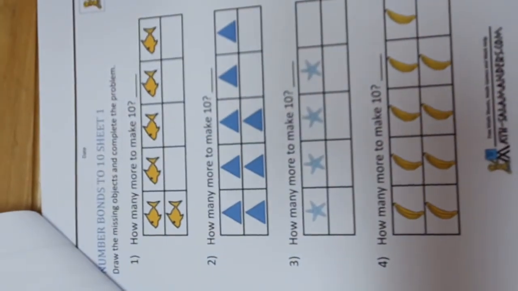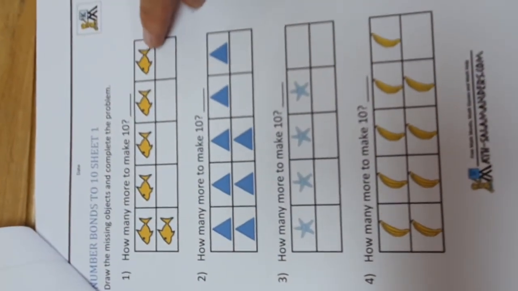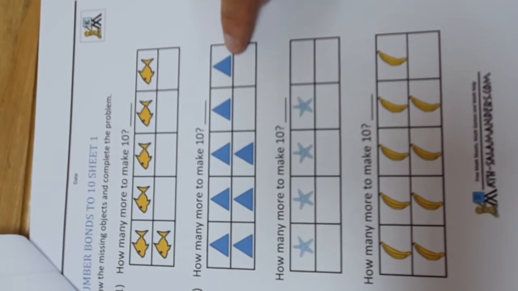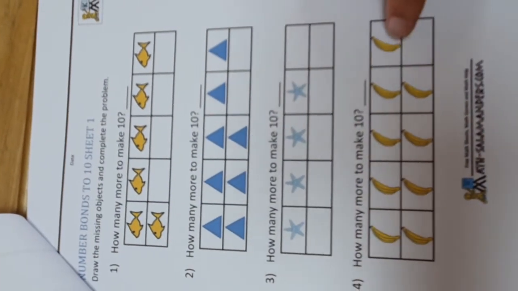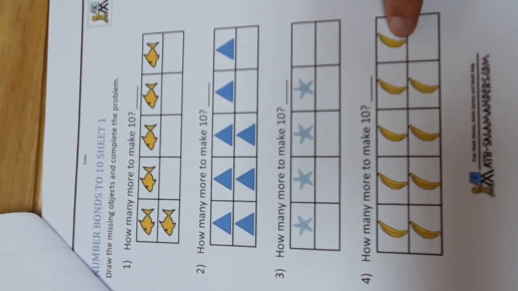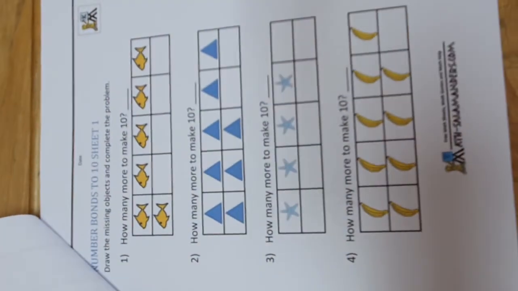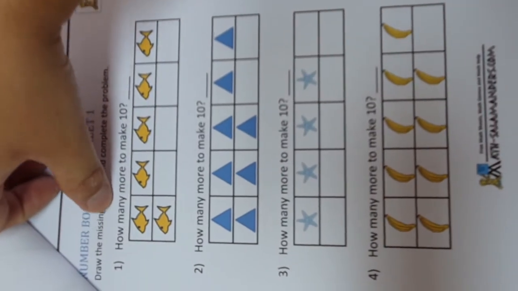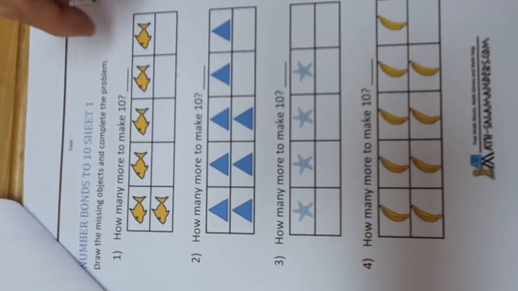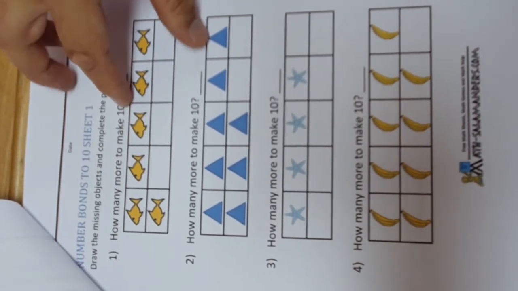Worksheet number 2. Here they're using fish, triangles, sea stars and bananas to symbolize numbers, but they have not written numbers here. So how many more to make 10? So part number 1, 1, 2, 3, 4, 5, 6. Part number 2, how many? And the total, the whole is 10.